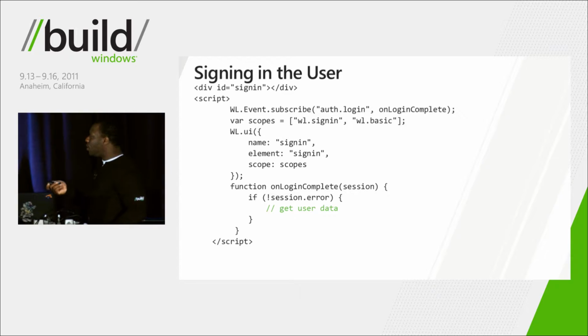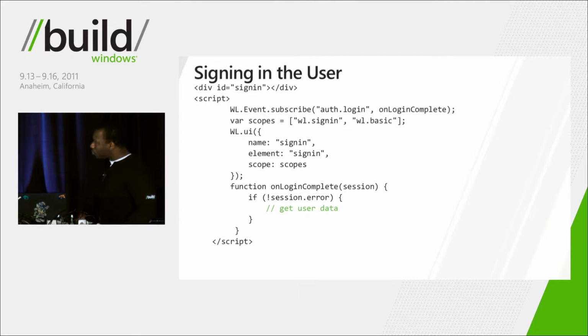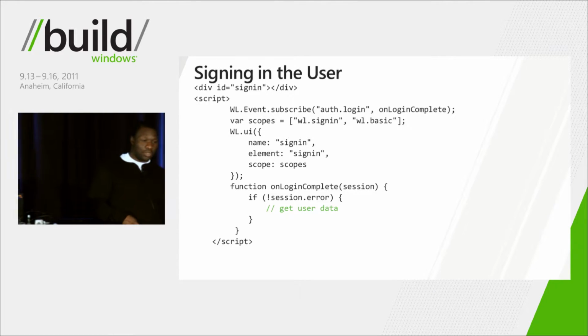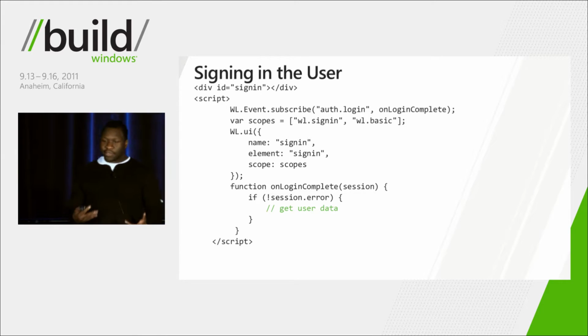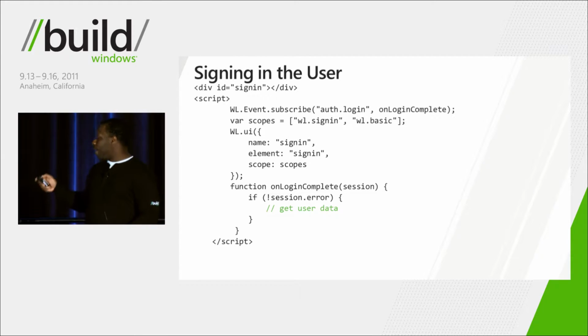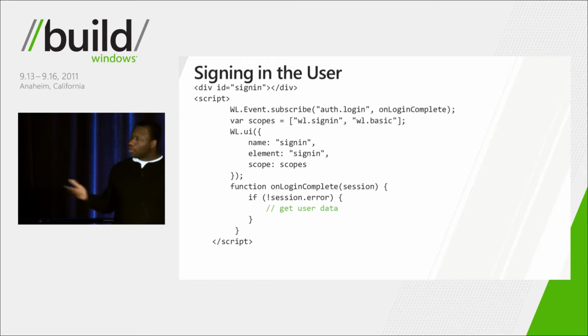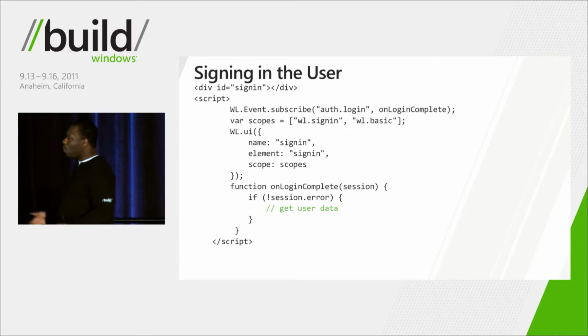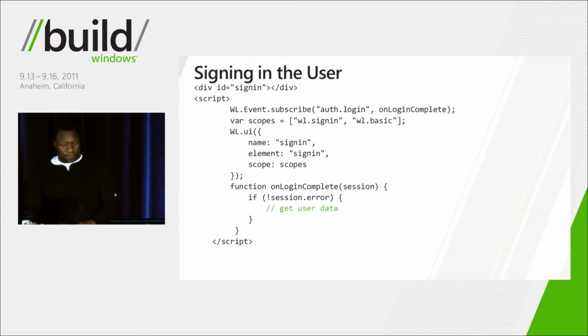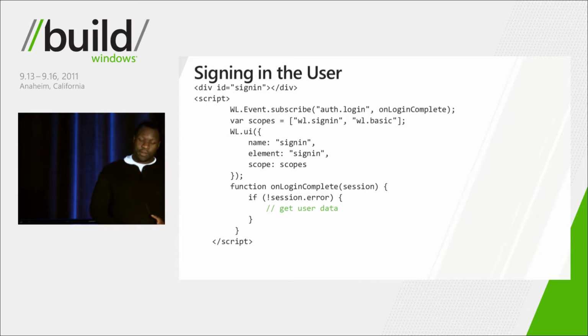After that is the UI function. The UI function is used to actually create the sign-in button. That binds the sign-in button to an element on the page. In this case, we're binding it to the element named sign-in, which is that div at the top. It also takes in whatever scopes you're requesting, and then the sign-in button is rendered and created on the page.